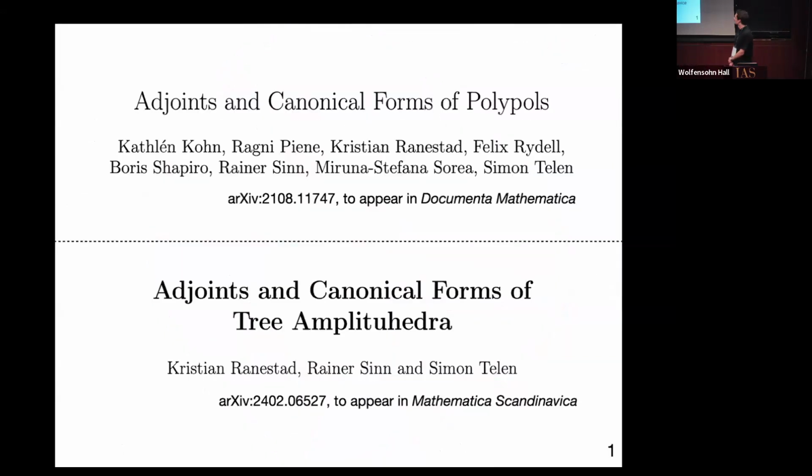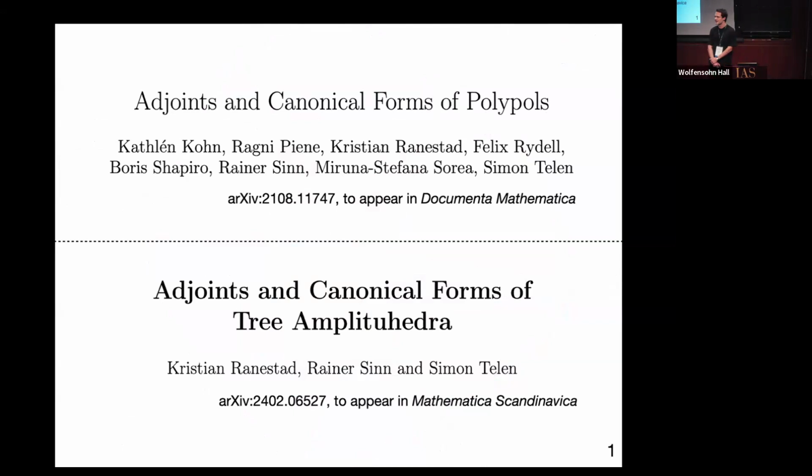I'll speak about two papers. The first one is entitled Adjoints and Canonical Forms of Polypols. This is a paper with many, many authors. It actually came out of a study group that we had with all these people. In the end, we decided to write down some things we discovered during this effort. And so the many authors maybe justify the large number of pages.